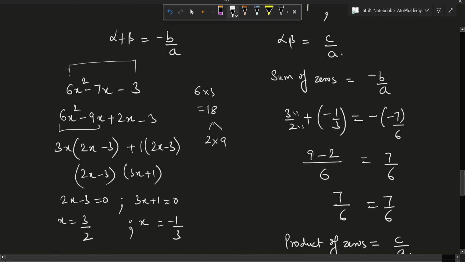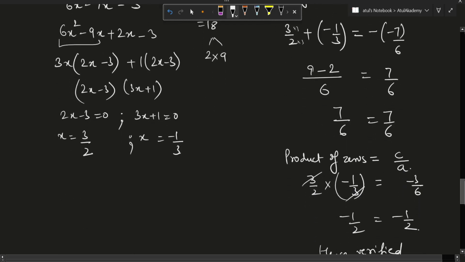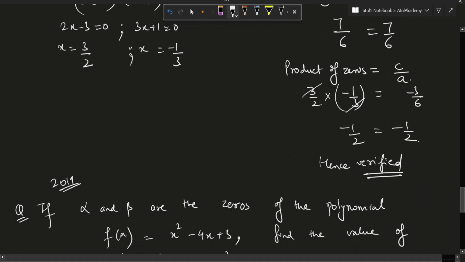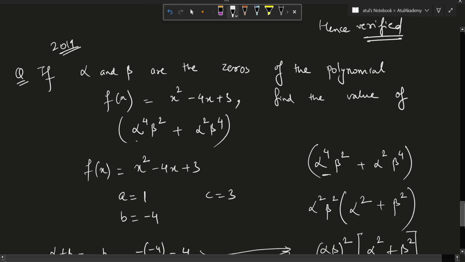Let's just repeat how I did it. I'll explain once more the same problem. The polynomial was given as x square minus 4x plus 3. I need to find out the value of this thing. So what I did is, from this I took common alpha square beta square and changed it into this form, alpha square beta square into alpha square plus beta square. And from the given polynomial I know a is 1, b is minus 4, c is 3.